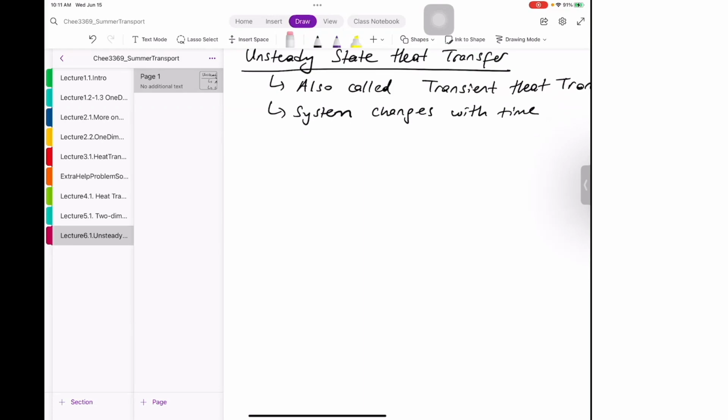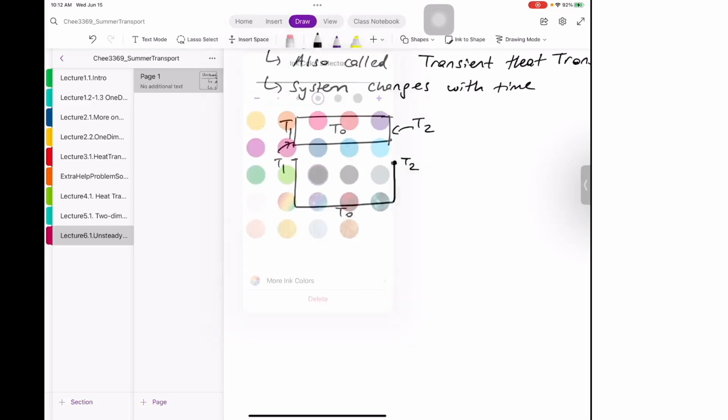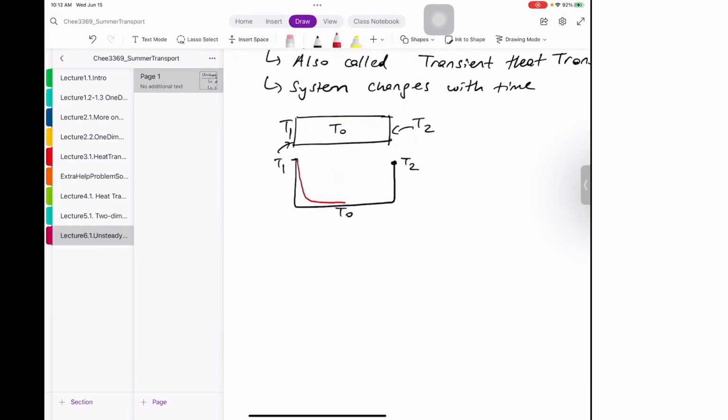Maybe you have, for example, some metal bar. You're heating from the two ends. You're keeping one end at T1, the other end at T2, and the entire bar was at T0, for example. And you're heating up the bar. Initially, it has a temperature profile like this. This is T1, T2, this is T0, for example. And with time, the profile is going to change, like, for example, this.